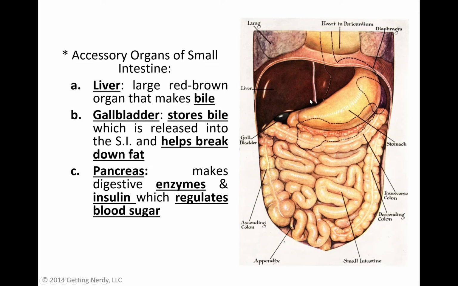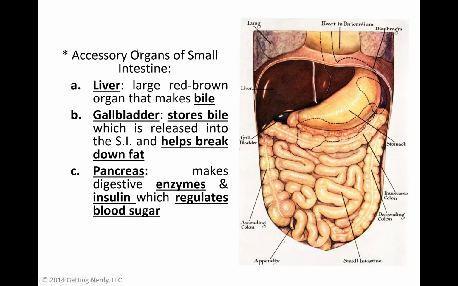Here's your liver. It's right below. You see the lung there, and there's your heart. This would be your diaphragm, what we talked about in the respiratory system last week. So right below that, if you're feeling on your right side, right below your diaphragm, that would be your liver. The organ would be found there.